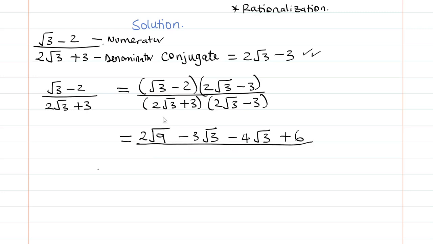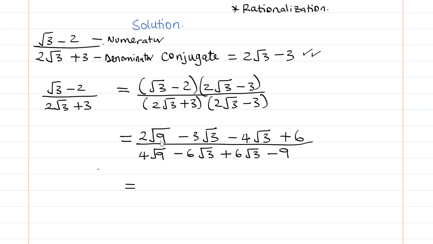Then we come to the denominator. This is basically a difference of two squares, but it's not easy to see, so let's just keep on multiplying it. 2 root 3 times 2 root 3, we get 4 root 9. 2 root 3 times negative 3, we get negative 6 root of 3. And then 3 times 2 root 3, we get positive 6 root of 3. 3 times negative 3 gives us negative 9. We have again operated the denominator. Now let's simplify.